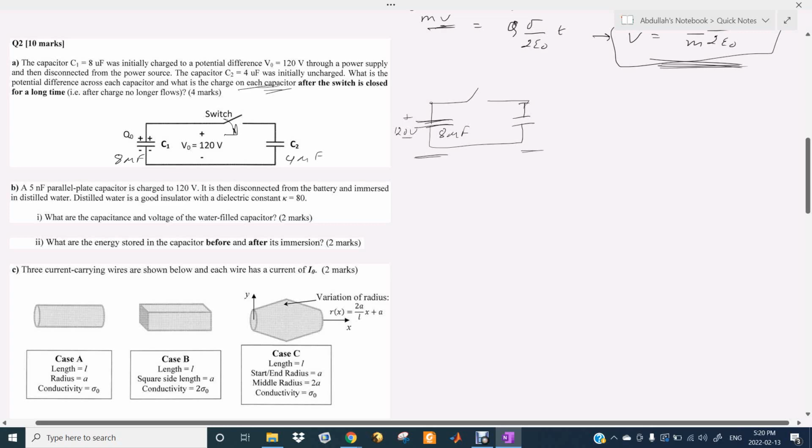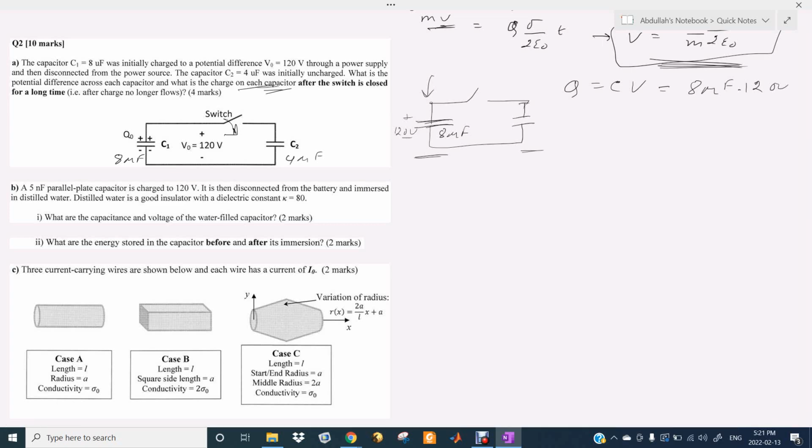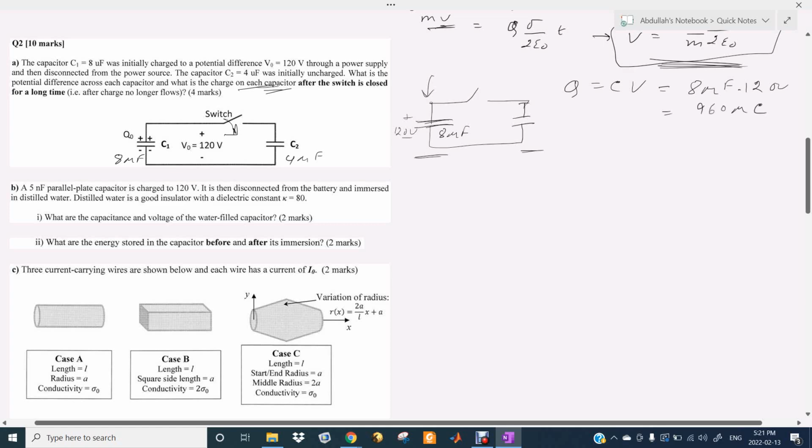Initially, the total charge in the circuit is stored by C1. Since you know the capacitance, 8 microfarad, and the potential, you know how much charge is stored by C1, which is 8 microfarad times 120 volts. This is the charge initially stored by C1, which is approximately 960 microcoulomb.